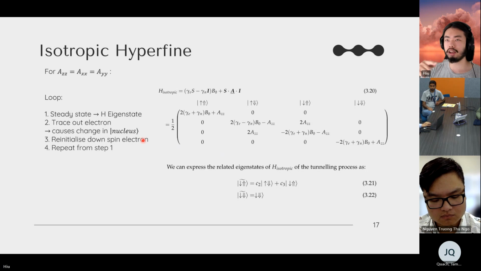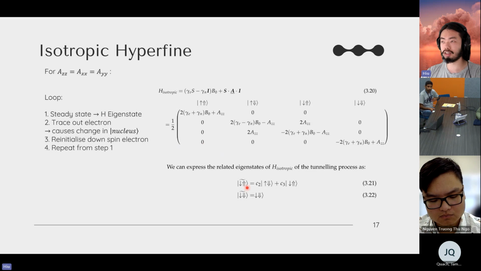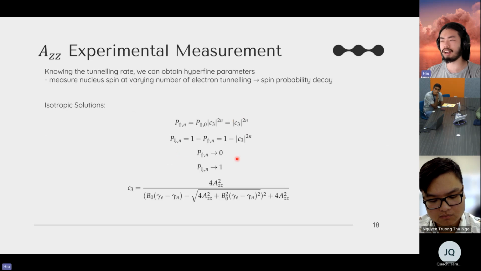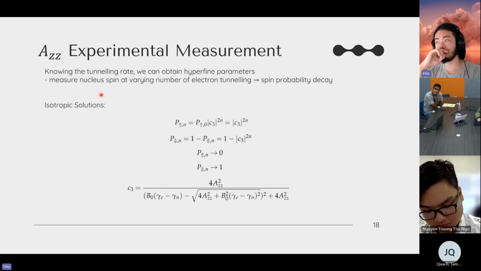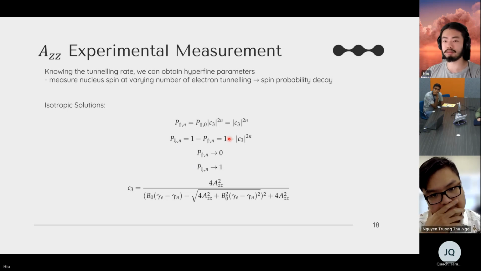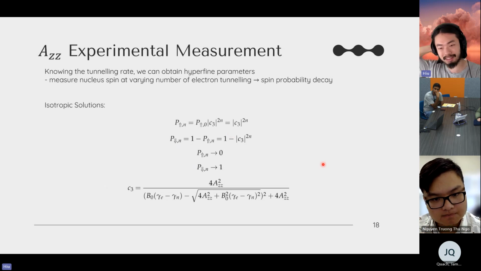If we reinitialize it and do a step, and do it again and again, we can look at how the spin probability of the nuclear spin changes over the number of electron spin measurements. From that, we can experimentally find the value of the isotropic hyperfine parameters. And this is just some maths I found.